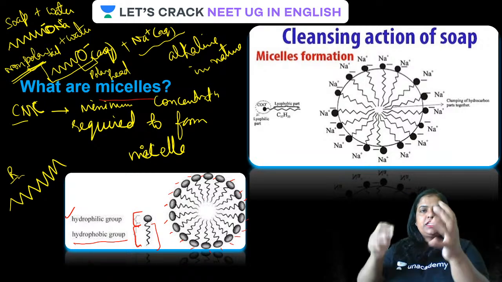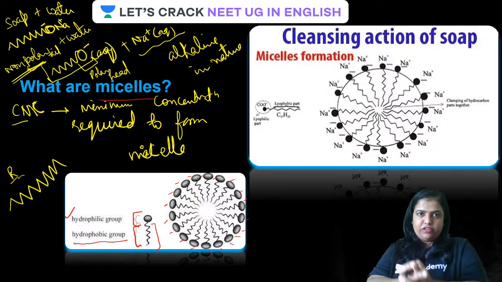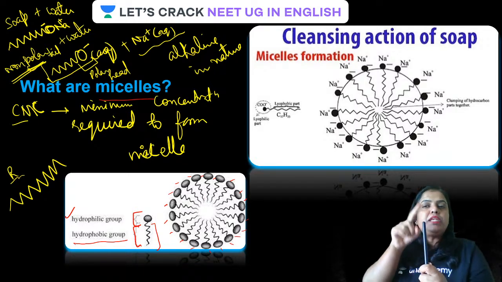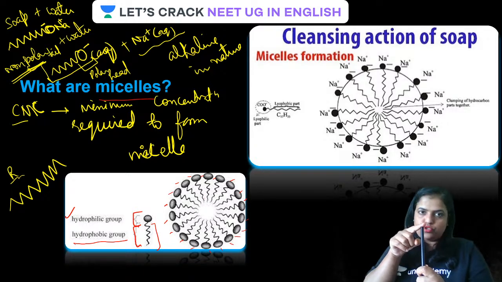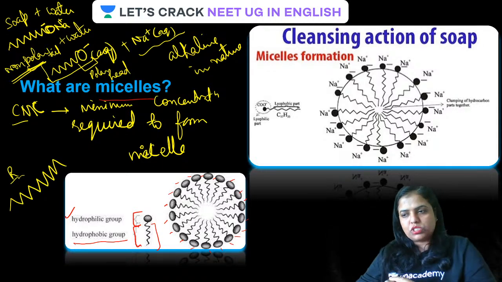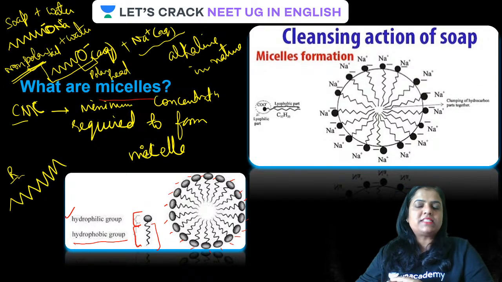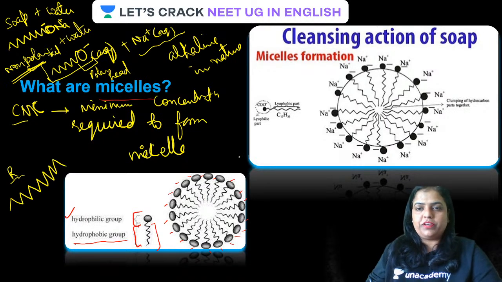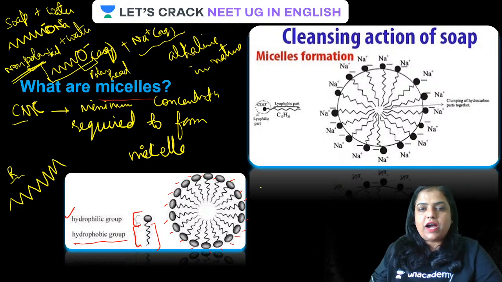It is a simple thing: this has to appear as a spherical ball kind of structure, so it needs a minimum number of soap molecules so that the micelle can be formed. That minimum concentration is actually called critical micelle concentration. And one of the very, very important things which is required to be discussed over here, what's that, guys? Kraft temperature. Let me tell you.